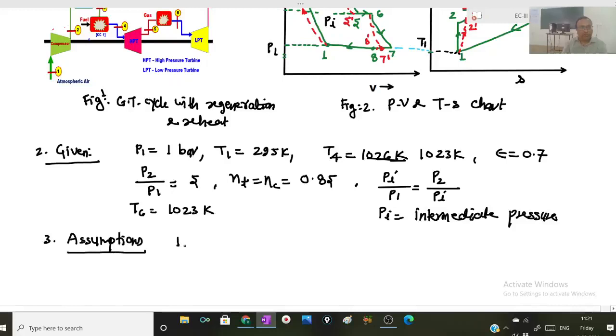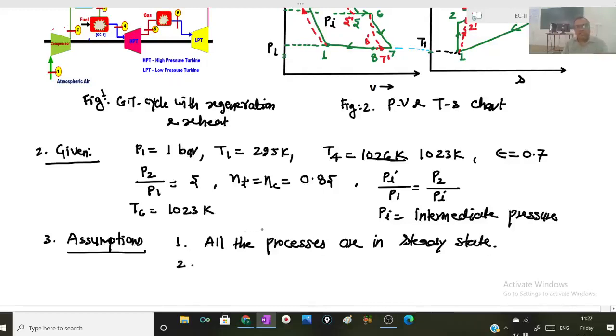The very first assumption will be all the processes are in steady state. Okay, first schematic, then given, then assumptions.